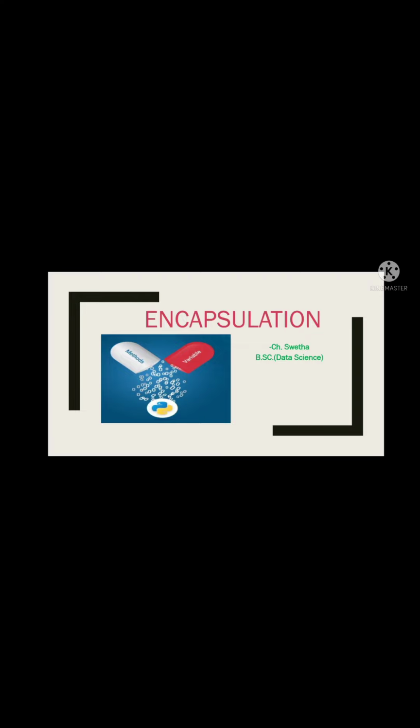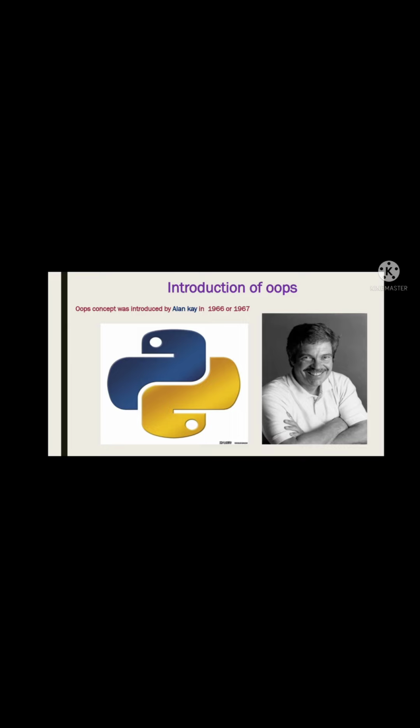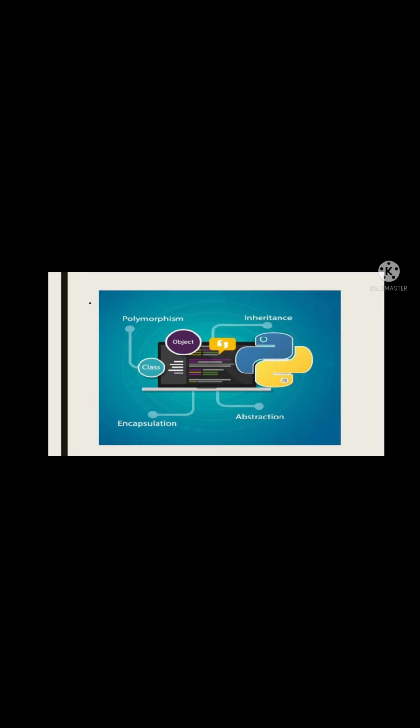Now I am going to explain about encapsulation in the OOPS concept. The OOPS concept was introduced by Alan Kay in 1966 or 1967. In this OOPS concept, we have four types: polymorphism, inheritance, encapsulation, and abstraction. Now I am explaining about encapsulation. What is encapsulation? The process of binding data and corresponding methods together into a single unit is called encapsulation.